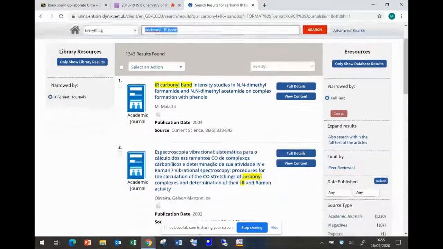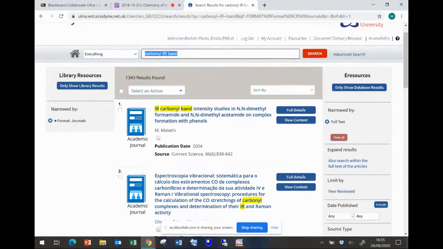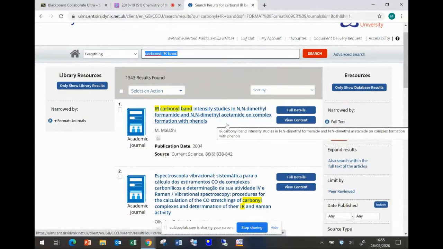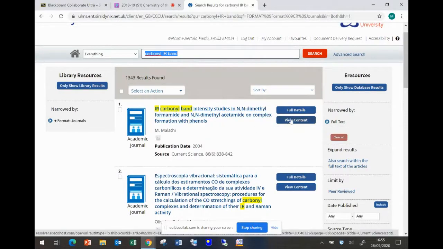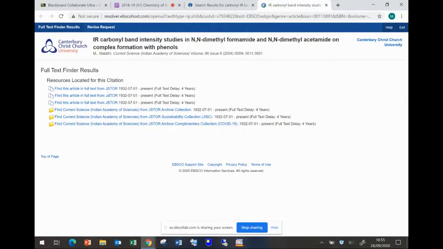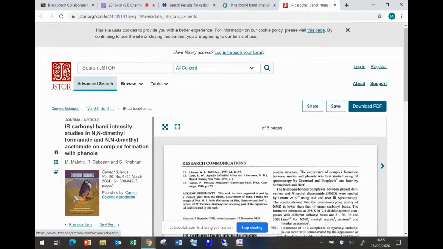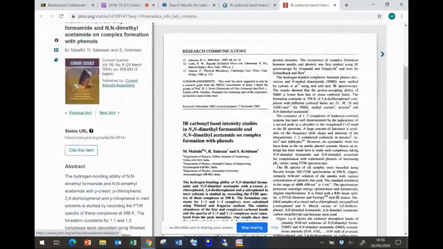Look, interesting. Well, you might want to limit your search to English, or you might end up with sources in other languages. But I read this first one, infrared carbonyl bands intensities in this compound with phenols. Okay, I'm going to have a look. Let's see, view content and see what is useful. I didn't check the year. 2004. 2004 is good.